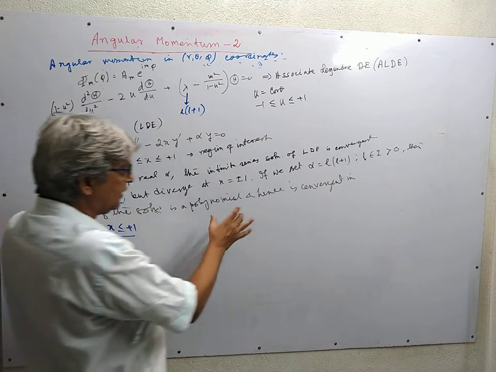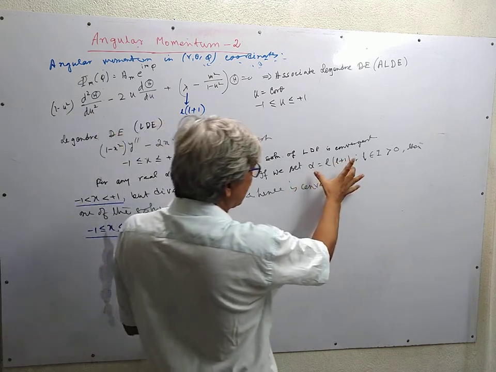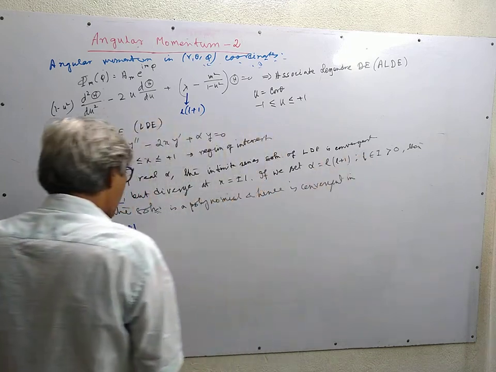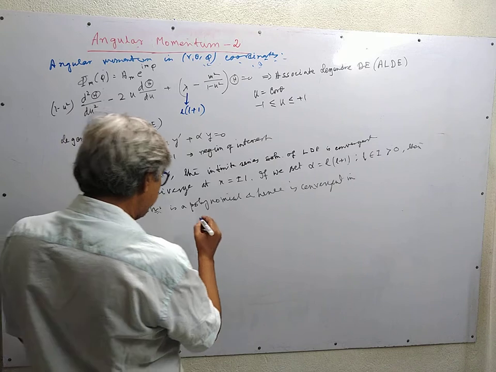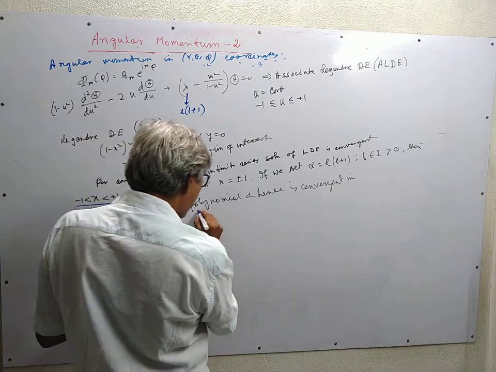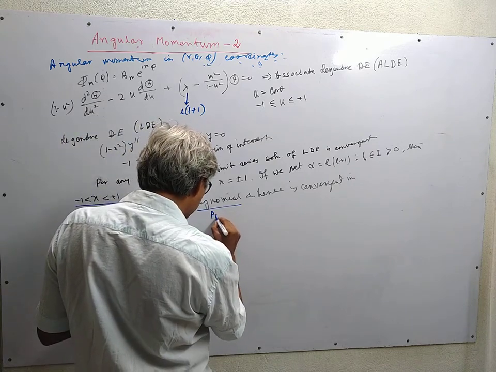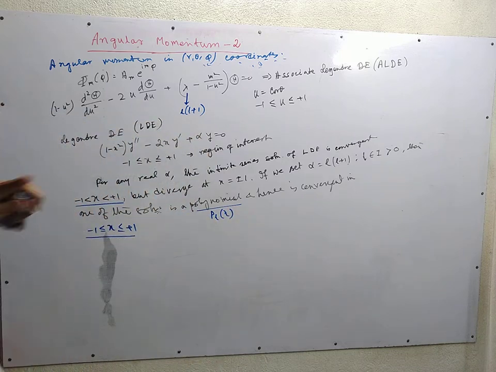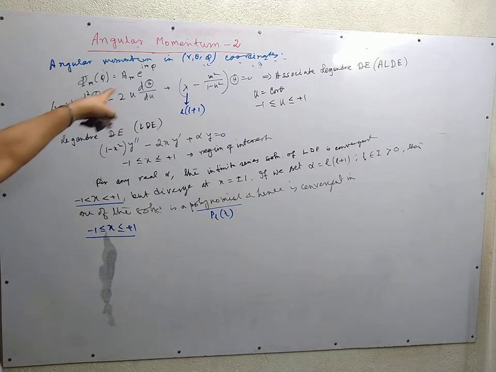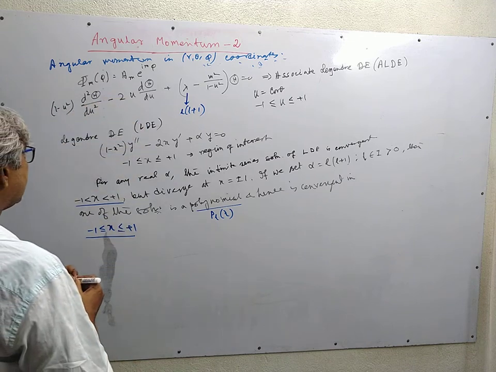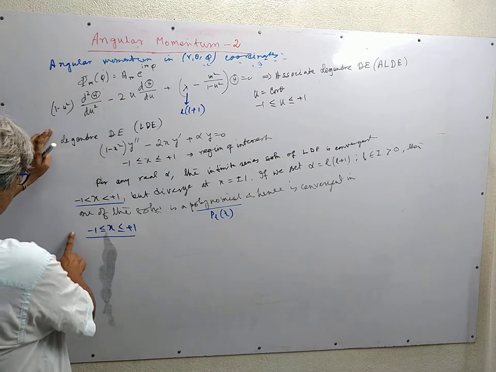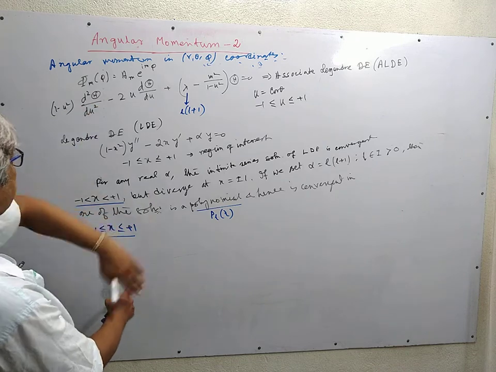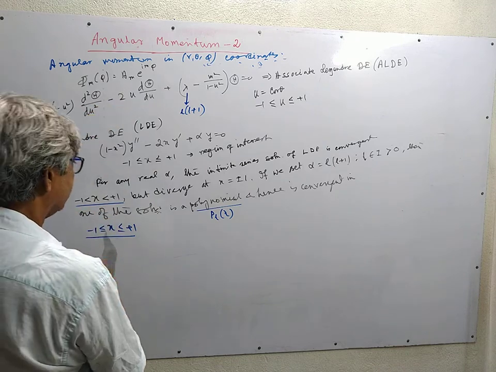Here for alpha is equal to this, the convergent solution is a polynomial known as the Legendre polynomial P_L of x. Here the corresponding solution is known as the associated Legendre polynomial. So with this knowledge about the Legendre differential equation, I am coming back to this equation.